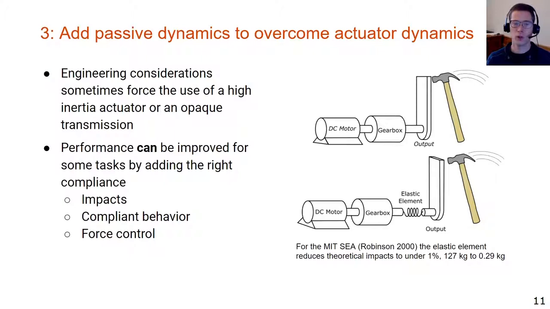The challenge, of course, is that now there's energy in this spring. And where's that energy going to go? It's going to come back out at some point. And you're going to need to have your software system set up so that you can control that well and know that that's coming. So yes, you can add passive dynamics. Yes, they can improve the performance for some tasks. They always come with trade-offs. And so this is what I mean by dynamics engineering. You have a system that is mechanical as well as software. You need to model and understand the whole thing to create the overall dynamics that you need for your system.